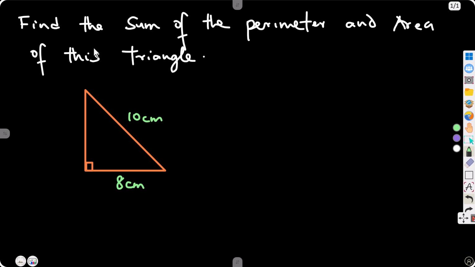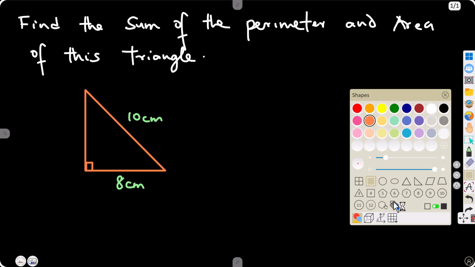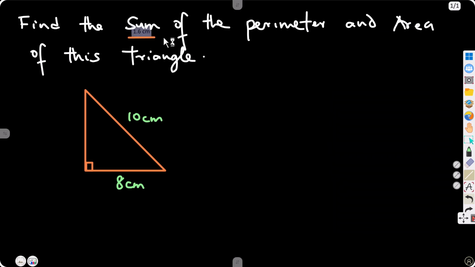Okay, so in this video, we need to work out the sum of the perimeter and the area of this triangle. Now remember that we want to figure out the sum of the perimeter and the area. That is the key word: the sum of the perimeter and the area.